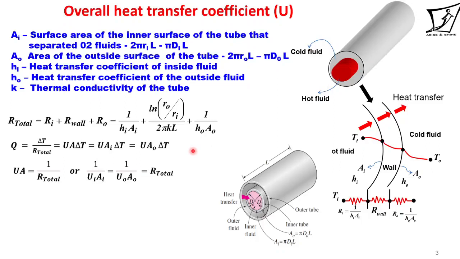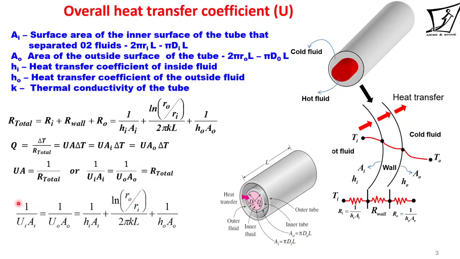Though the product of UiAi will be equal to U naught A naught, Ui will not be equal to Uo. So it depends on which area of the tube you are taking into consideration. Accordingly, the overall heat transfer coefficient based upon inner area or outside area will come into the picture.